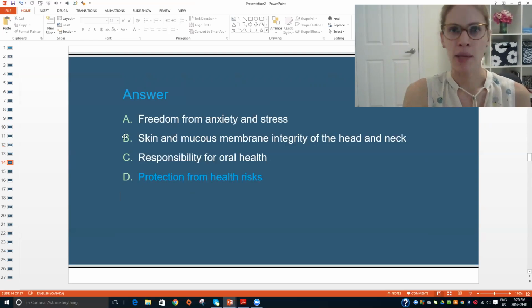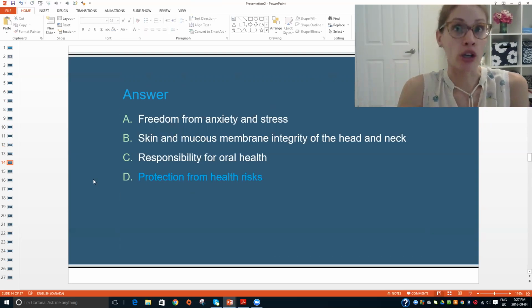Some of you picked B, I believe, so skin and mucous membrane integrity of the head and neck. This is more, what would this be? Let's say the patient is chewing the insides of their cheeks. This would be more this. Let's say the patient has a cavity. This would be it too. So this actually falls under a lot, but smoking specifically is under a health risk. Another thing to think about for protection from health risks is if a patient ever admits to you they haven't seen a doctor in 10 years. Well, that's not good because how do they know they're healthy? That would be an unmet human need of protection from health risks.